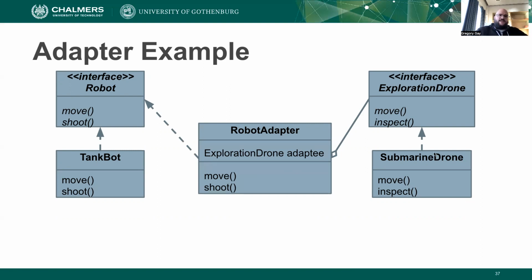In this case it is very easy, right? Our shoot method is just going to call inspect. Move is going to call move, right? But now everything from this library is going to be able to be interacted with in the same way through this adapter. This is a similar idea again to the decorator pattern. We just take an existing class, we wrap an adapter around it, we modify its functionality to be compatible with our system and its needs.